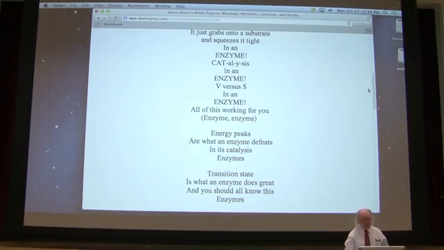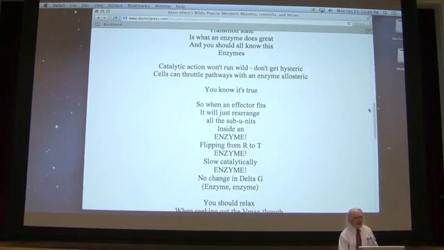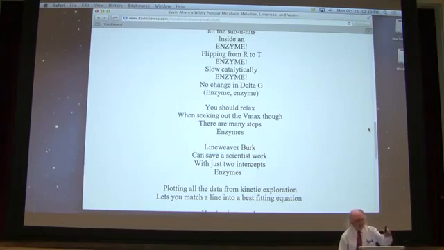Enzyme, enzyme. Energy peaks are what an enzyme defeats in its catalysis. Enzymes. Transition state is what an enzyme does great, and you should all know this. Enzymes. Catalytic action won't run wild, don't get hysteric. Cells can throttle pathways with an enzyme allosteric. You know it's true. So when an effector fits, it will just rearrange all the subunits inside an enzyme, flipping from R to T. Enzyme, slow catalytically. Enzyme, no change in delta G.